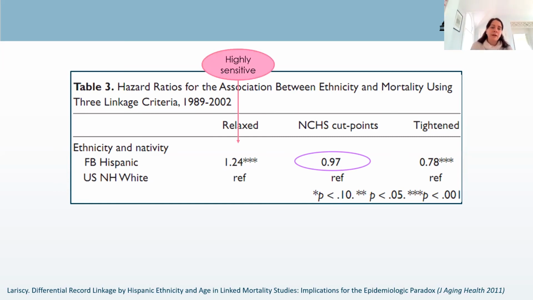So they relaxed their linkage criteria to try and link more of the Hispanic groups who they thought might have more complicated name structures and therefore be more problematic to link. And you can see the hazard ratio was significant in the direction that they had originally expected. But when they extended this sensitivity analysis and used a more conservative or specific approach, the hazard ratio was reversed again.